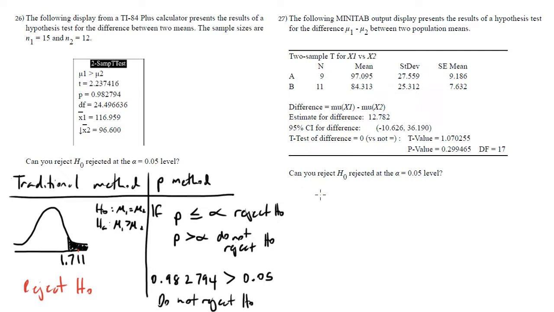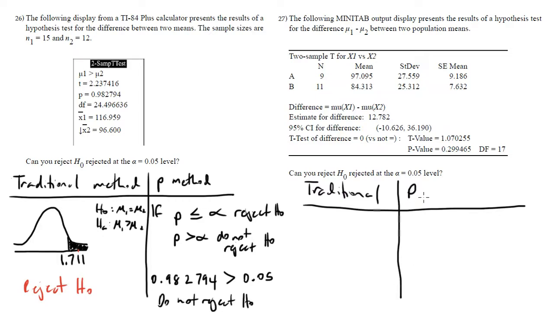So I'll use the same two methods here, traditional and the P method. I don't know what the answer is to 26. I'll just say that. So we have all the same information here as the problem before. This is a test of the null that the difference is 0, so mean 1 minus mean 2 is 0, or mean 1 equals mean 2. Alternative is mean 1 minus mean 2 is not 0, or mean 1 does not equal mean 2.